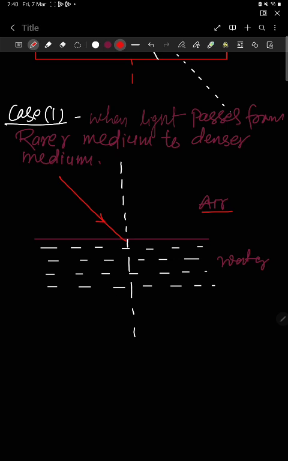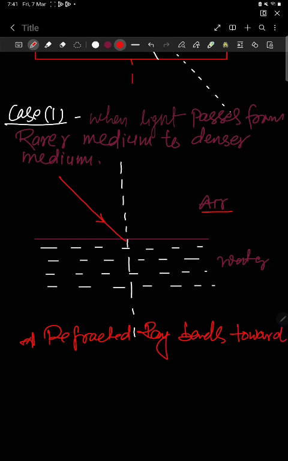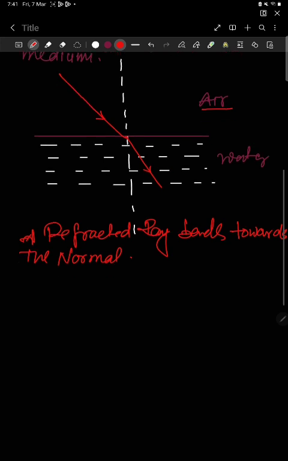So in this case, when light ray comes from rarer medium to denser medium, it will bend towards the normal after refraction. So what will happen? The refracted ray bends towards the normal. So here it will bend like this. So this one is the first case.